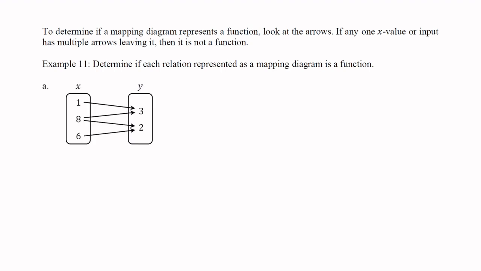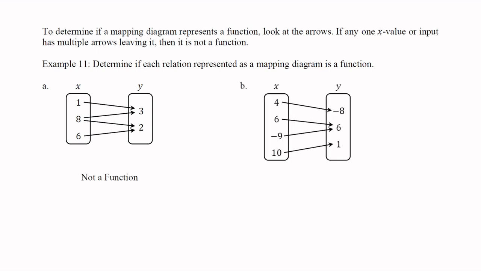Let's look at A. So we have our inputs being 1, 8, and 6. Look at 8. It's got 2 arrows going from it. So since 8 has 2 arrows going from it to 2 different y values, it is not a function.